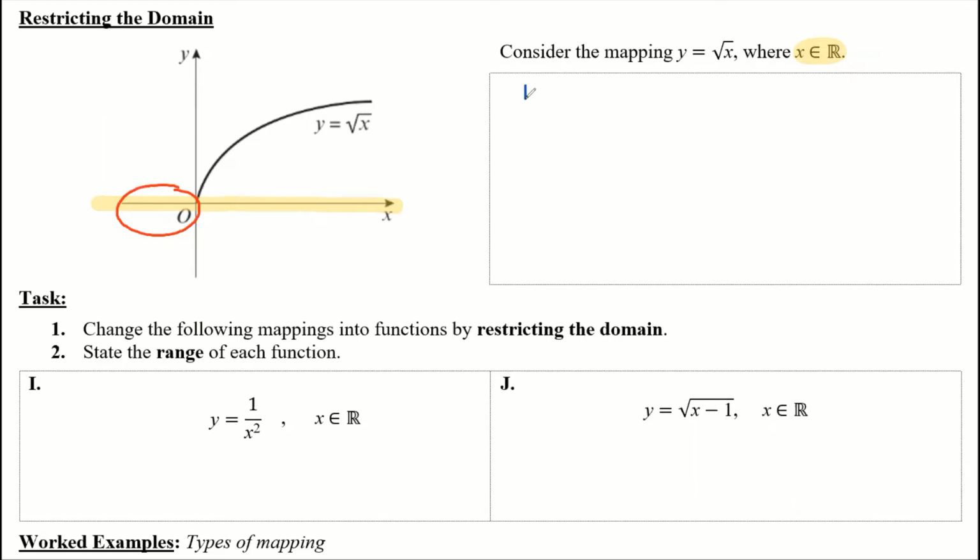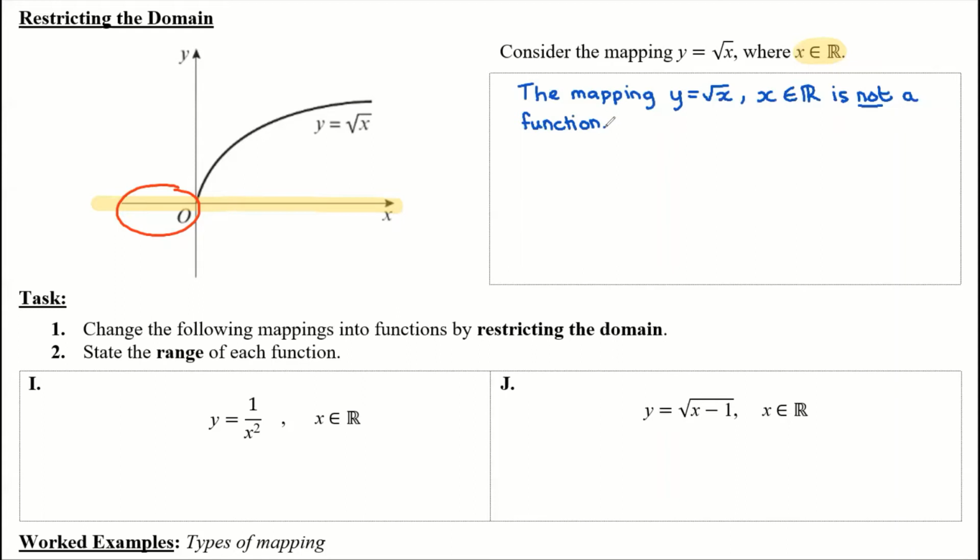So the mapping y equals the square root of x, where x is a real number, is not, and I'll underline that, it's not a function. It's not a function because the negative branch of the real line has nothing to map to. This would be what we call a partial mapping that I alluded to earlier. So it is a mapping, but a partial mapping.